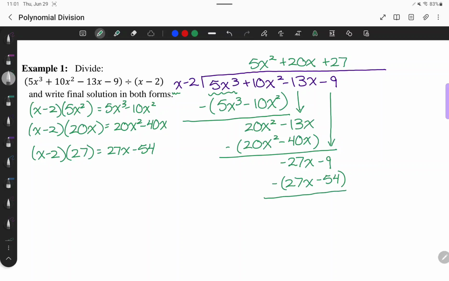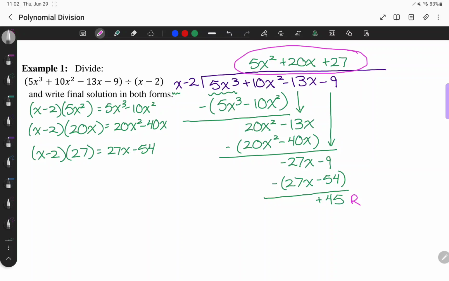And at this point, notice your polynomial doesn't have anything else to bring down, so this is really giving us our remainder. Negative 27x plus 27x will be 0. Negative 9 plus 54 will give us positive 45. I'm going to put a plus sign just to make a big deal out of that. I'm going to label that with a little r for a remainder. So that's our remainder. And take a look at up here in the top. That's our answer, or our quotient. So we know if we take our polynomial and divide it by x minus 2, it's going to be equal to 5x squared plus 20x plus 27 with a remainder of 45.